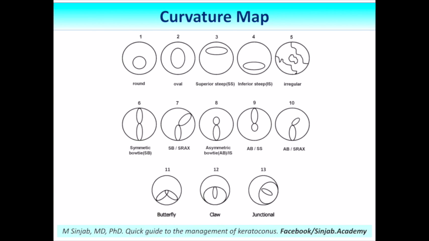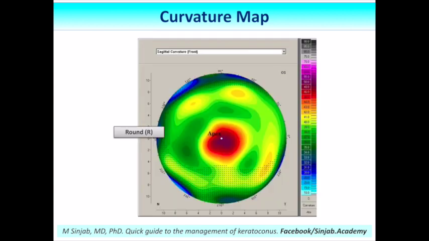And we have asymmetric bow tie when one of the segments is larger than the other segment, and this might be inferiorly steep, asymmetric bow tie inferiorly steep, or asymmetric bow tie superiorly steep. And sometimes the asymmetric bow tie comes with skewed radial axis also. There is also the butterfly, the claw pattern, and the junctional. And we will see now these patterns in real. We will see on topography.